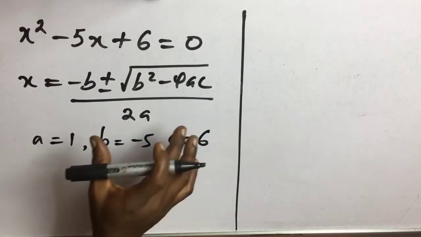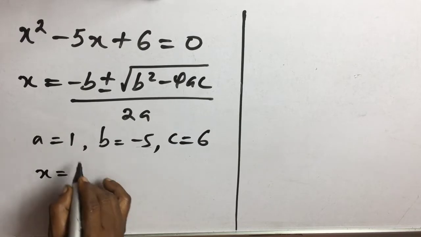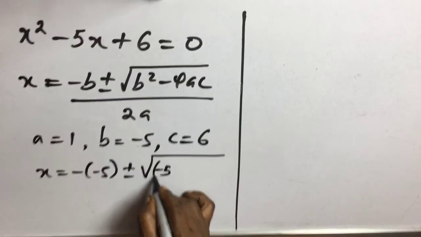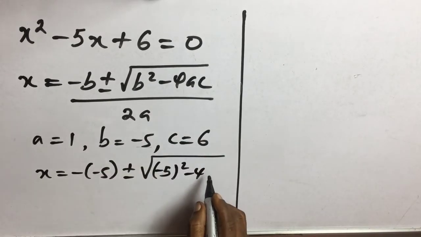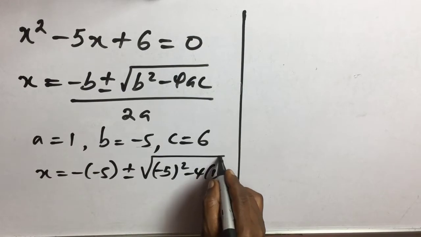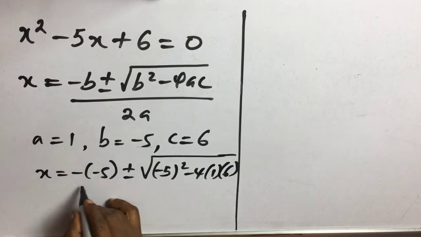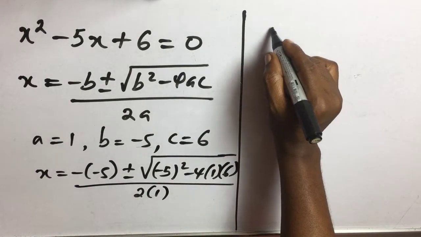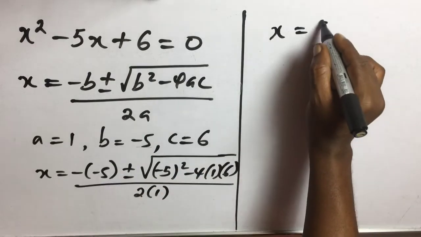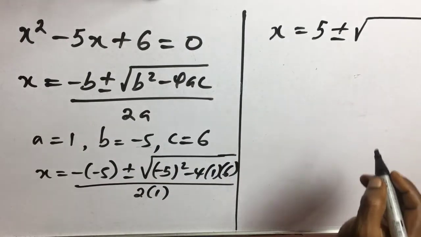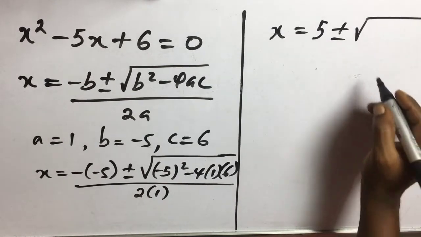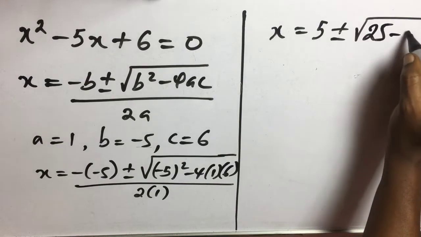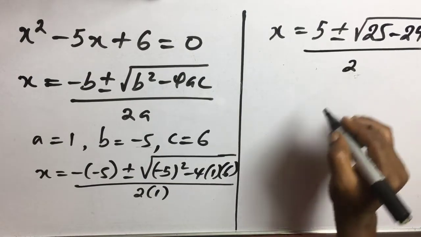Now, putting these values into the quadratic formula would give us x equals minus b, which becomes minus times minus 5, plus or minus square root of b squared, which will be minus 5 all squared, minus 4, which is this, times a, which is 1, times c, which is 6, okay, all over 2 times 1, that is 2a. Now, this would give us this. X equals minus times minus 5 will give us 5, plus or minus square root of, we are going to have over here, minus 5 squared will give us 25. Then minus 4 times 1 times 6 will give us minus 24, okay? So all over 2 times 1, which is 2.